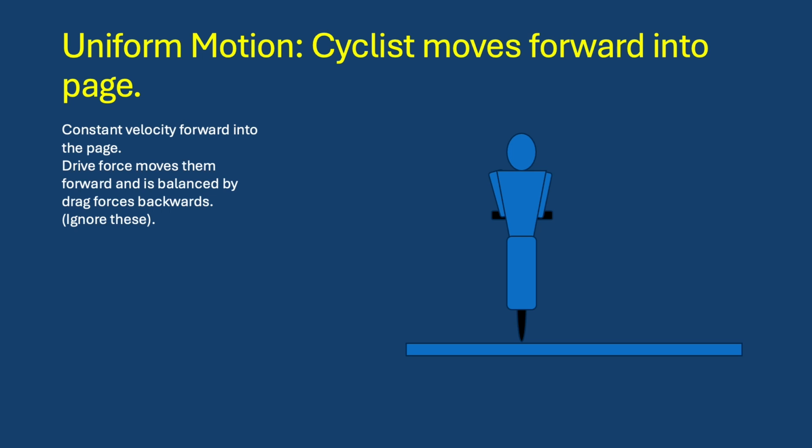is moving into the page at uniform velocity. So as we think about that cyclist, we've got the tire that's in contact with the road. You can see here are the handlebars. This is the cyclist's head. So hopefully you can see that it's a cyclist. It's moving into the page, away from us, the viewer.